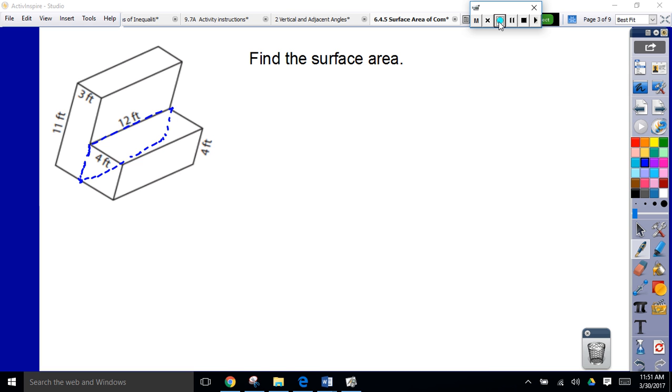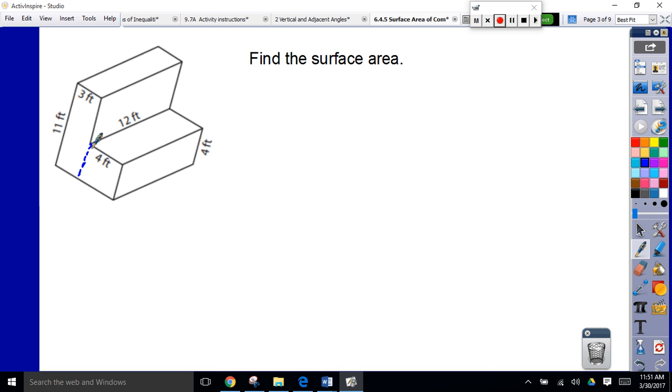I split them into 2 shapes. Okay, so let me just erase the stuff that's here. Well, I know what I did. Did you split it like this, Kayla? Yeah. Okay, good. So you have the back shape, the front shape. Okay, so what did you get as the surface area of the back shape?